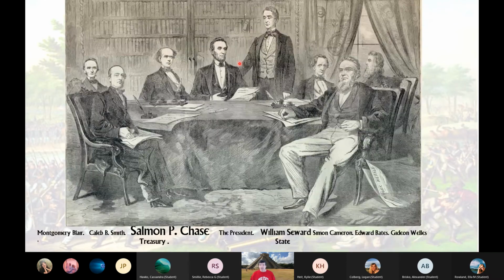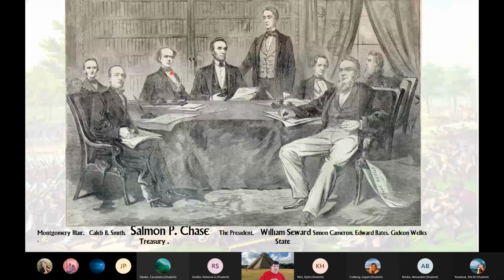Here is his cabinet. You do not need to know all of his cabinet. Blair at the Navy. Gideon Wells of the Navy or a post office. Cameron right here is the war. These are the ones you have to know though.